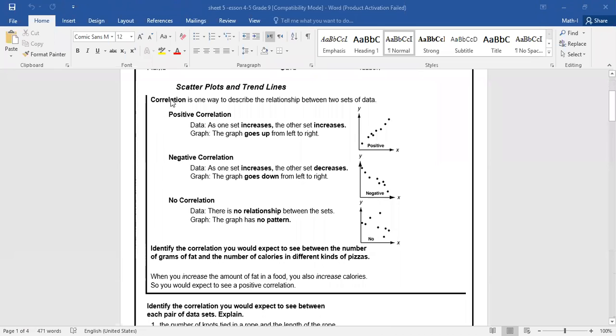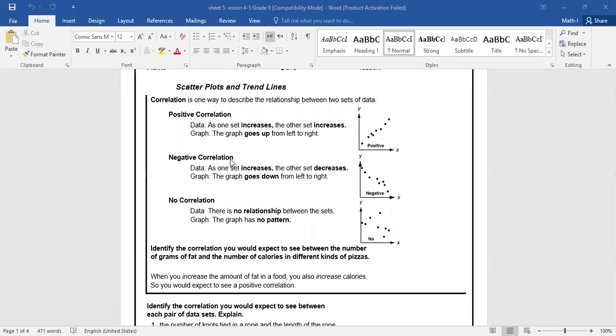So at the beginning we have correlation: scatter plots and trend lines. Correlation is one way to describe the relationship between two sets of data, as we said. We have a positive correlation when, as one set of data increases, the other set increases. The graph goes up from left to right, as you see here.